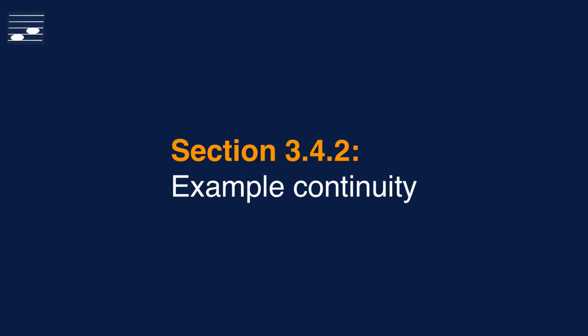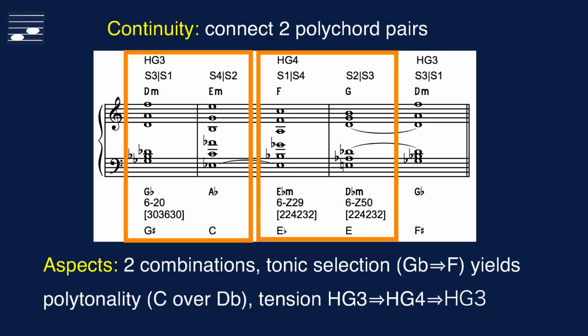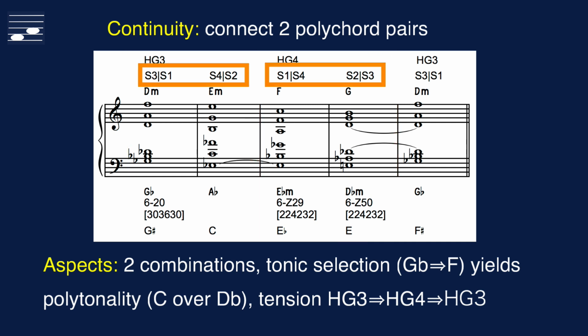We connect 2 polychord pairs in this continuity. Note the 2 combinations used. Here we see a different approach to selecting the tonic when connecting polychord pairs. I used the major and minor triad root interval property for creating polytonality.